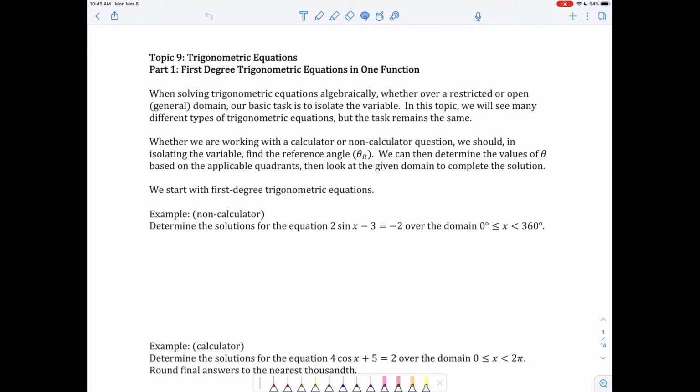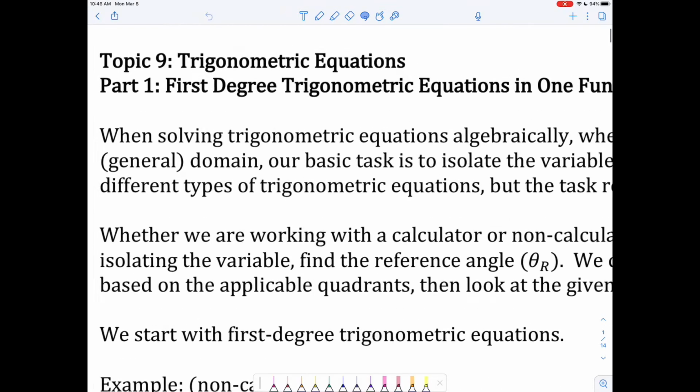We are looking at trigonometric equations. This is our last trig topic, which is pretty sad overall, but it's okay because we can always go back and review them to our heart's content. We're going to be looking at a ton of different types of trig equations, or at least a few. And our first one will be first degree ones.